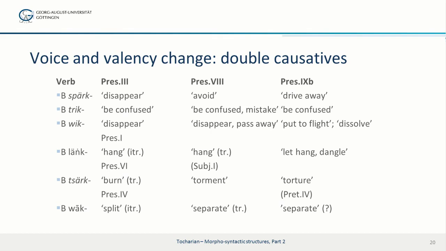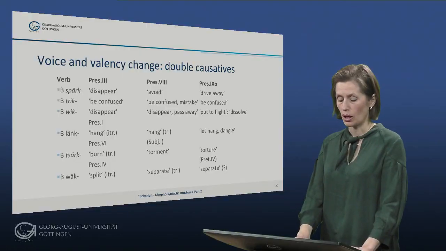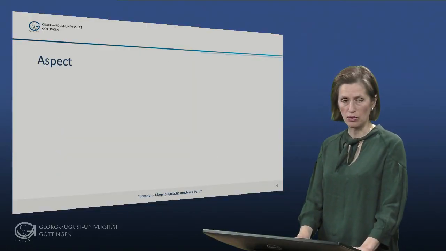And zerk, to burn, to torment, and torture. You can see that there is really an increase in the degree of involvement by the agent here. Then wak, to split, and the transitive to separate, and then to separate. So sometimes there is no real difference, sometimes you can see that there is a difference. Now we move over to aspect.